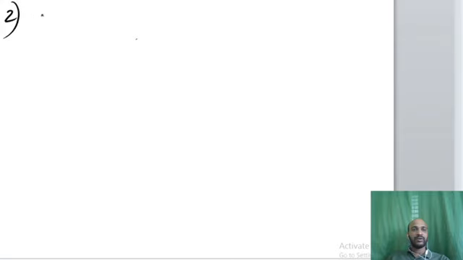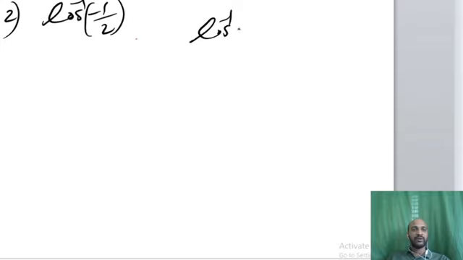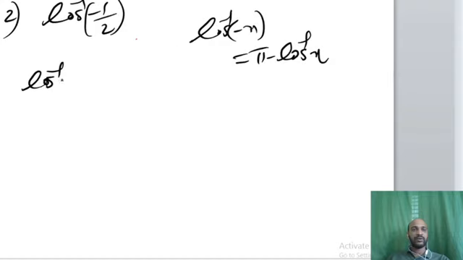Now consider the second question. Find the principal value of cos inverse of minus 1 by 2. Here you have to use the result for cos inverse of minus x first. What is cos inverse of minus x? That is pi minus cos inverse of x. Therefore, cos inverse of minus 1 by 2 is equal to pi minus cos inverse of 1 by 2.